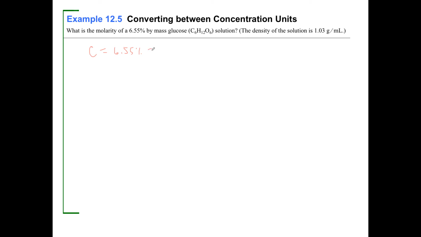6.55%, which is the same thing as 6.55 grams of glucose. I'm going to call that capital G, over 100 grams of solution, right? Okay, and all I did so far was define what's meant by the term percent. The density is 1.03 grams of what? The density of the solution, right? So it's grams of solution per mil of solution. This might be all I need.